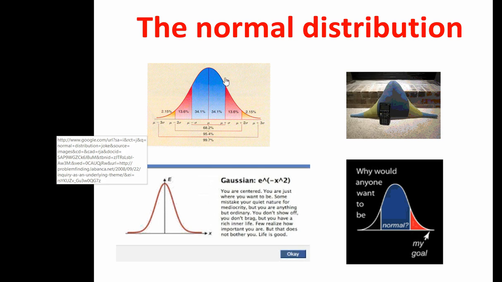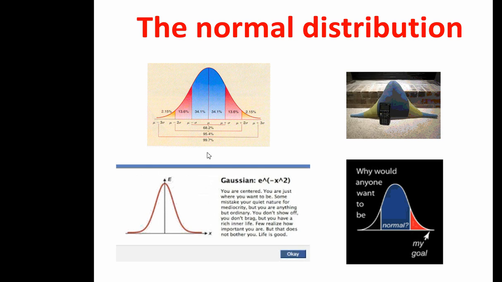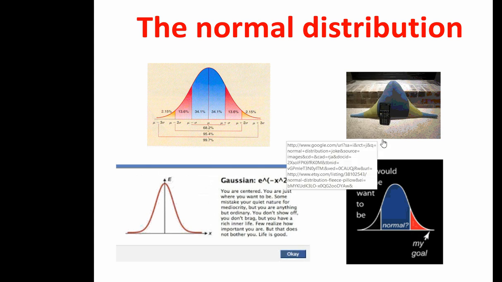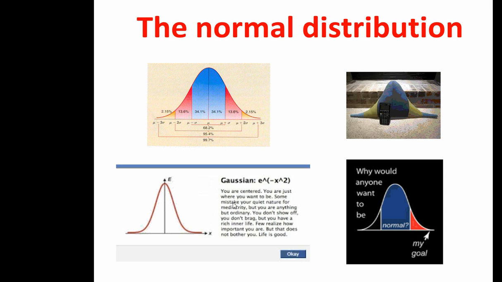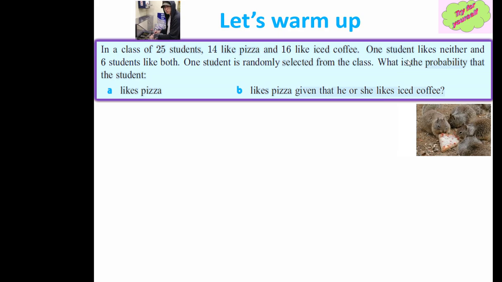So we've got pictures of a normal distribution. Remember, it follows a bell curve. It can also be known as a Gaussian distribution. So here Gauss is back. Okay, let's just go on to it.